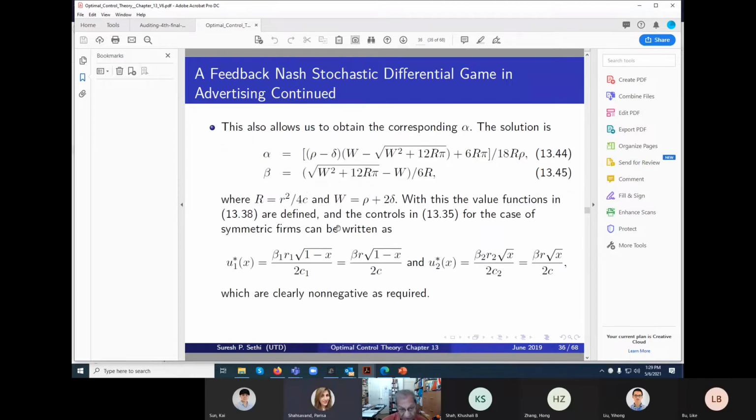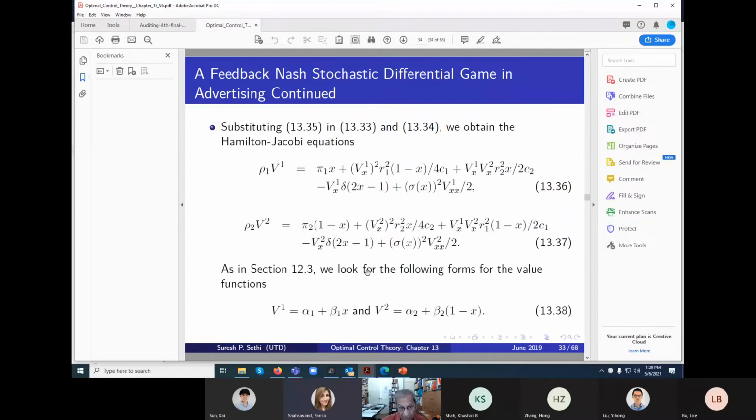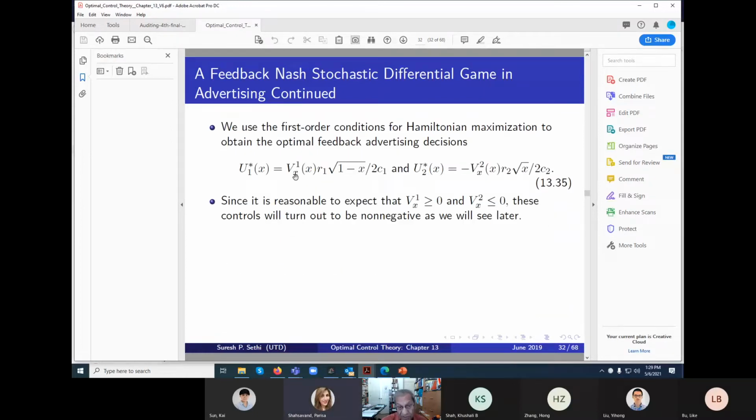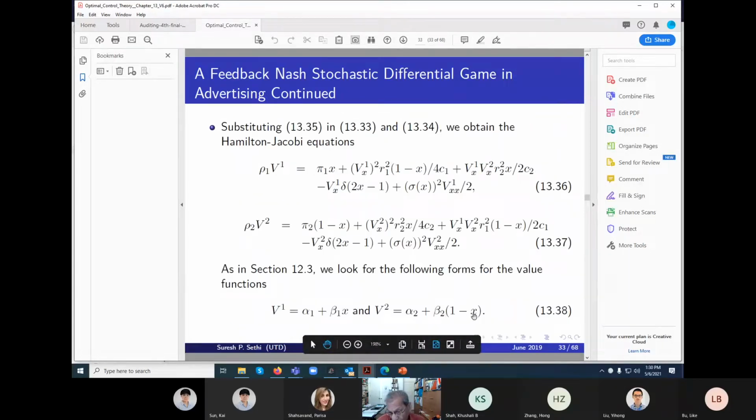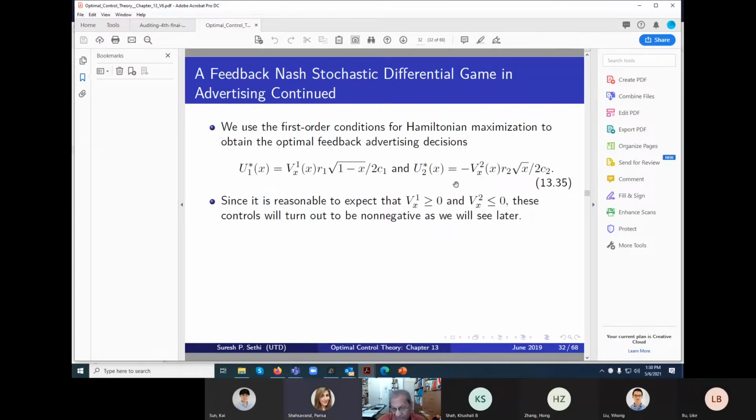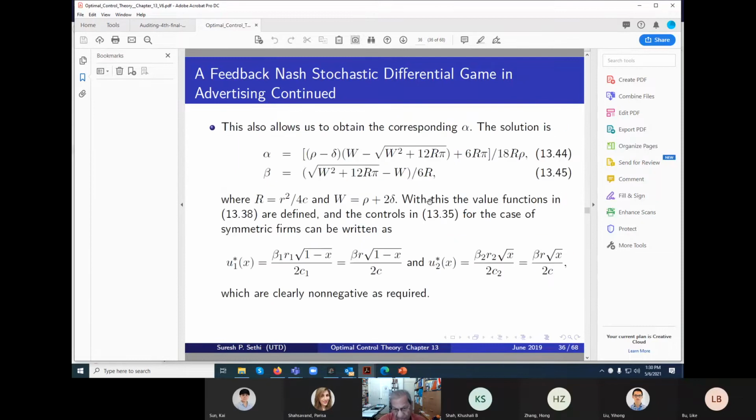And then with the value function, we get the control, right? Our control formula is right here: V sub x1, which is beta 1, and this is beta 2. We plug that back in. And remember, V sub x2 is minus because there's 1 minus x, right? But because it is minus, the minus will cancel out. So we will have these equations, and we will have a solution which is symmetric. As you can see, this is symmetric.